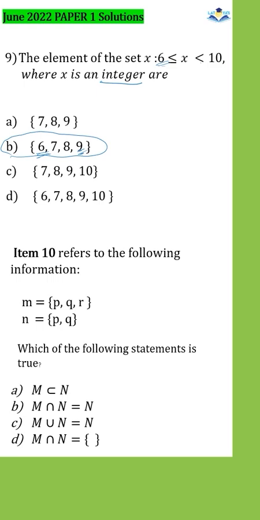Statement 1 reads, M is a subset of N. That's not true. M intersect N is equal to N. Now let's examine that. M intersect N equals N. The answer is definitely going to be B. M intersect N: what do both of them have in common? They have PQ and PQ, and that is also equal to set N.